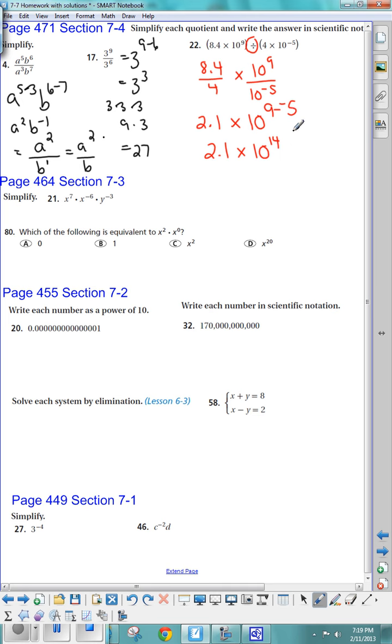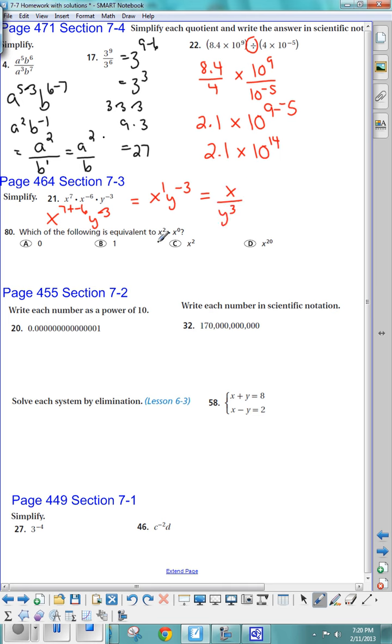of 10. For number 21, the x's are alike, which means I can keep the x and add 7 plus negative 6, and there's nothing I can do with the y to the negative 3rd. So I end up with x to the 1st, y to the negative 3rd, but you don't want a negative exponent in your answer, so the x stays where it's at, and the y goes down to the bottom.